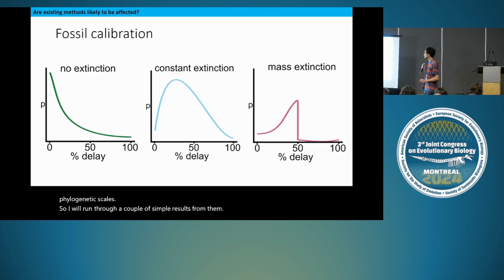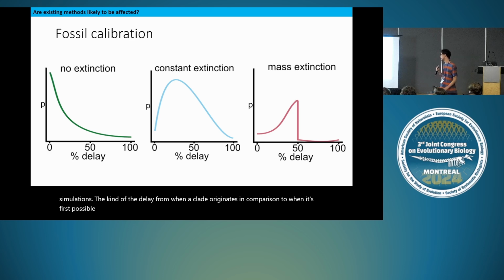So this first set of results, the graphs basically show the percentage, run across a lot of simulations, of the delay from when a clade originates in comparison to when its first fossil originates. So the fossil is always going to be after when the clade originates, the first fossil for that clade.